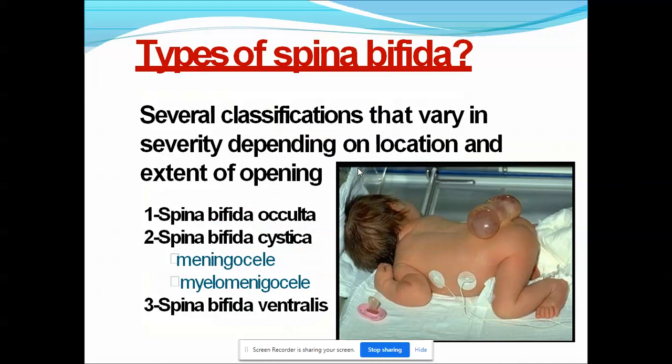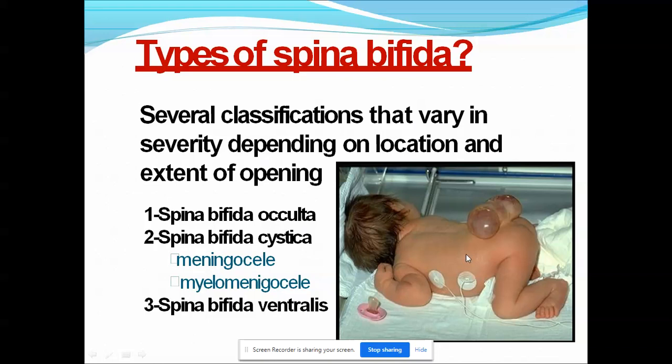Now types of spina bifida. Shweta, you can see this picture on the screen. Yes ma'am. Okay, so take one screenshot of this picture. Okay, so there are several classifications that vary in severity depending on the location and the extent of opening. So there are different types of spina bifida. What are the three types? Spina bifida occulta, spina bifida cystica, and spina bifida ventralis. Okay, now spina bifida cystica has two types, meningocele and myelomeningocele.